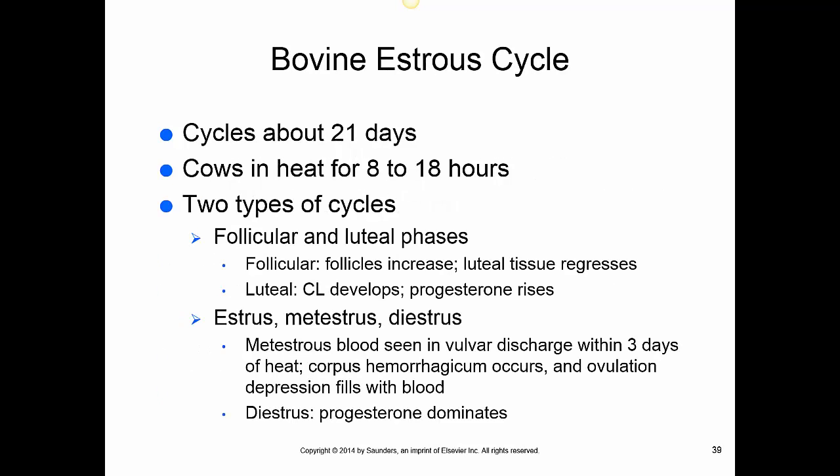Their cycles are 21 days long. Usually between estrus to estrus is 21 days. If they don't get pregnant in 21 days, they'll be back in estrus again. And they're in estrus for less than 24 hours. The book says 8 to 18 hours, which is probably a pretty good average. It's a short window. I learned it as 12 to 16 on average, as long as 24. But that's about as long as they're going to be.